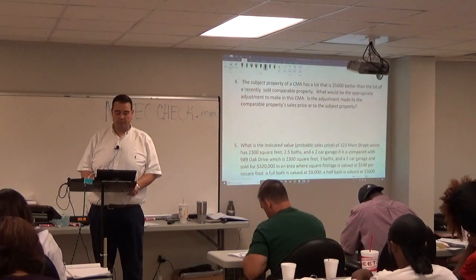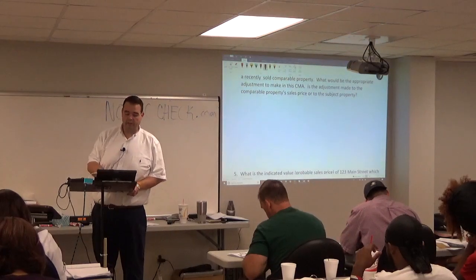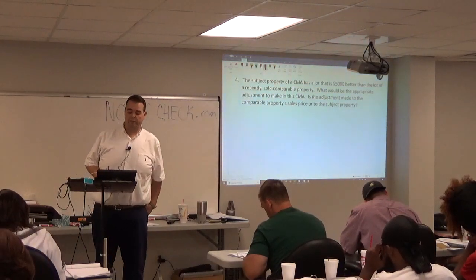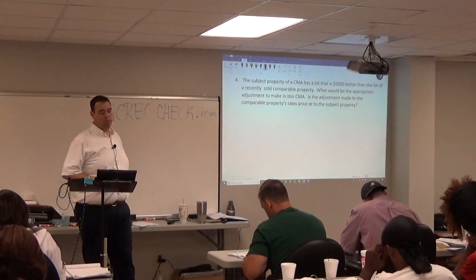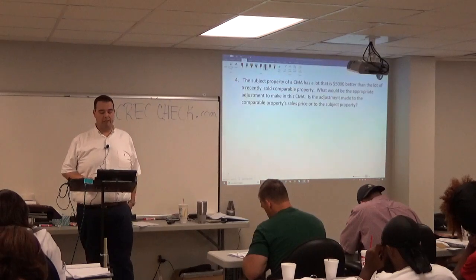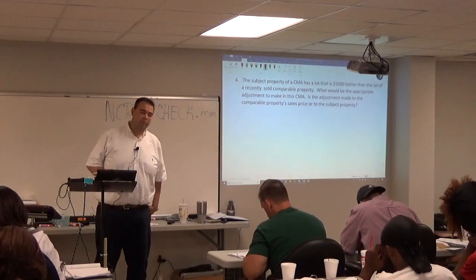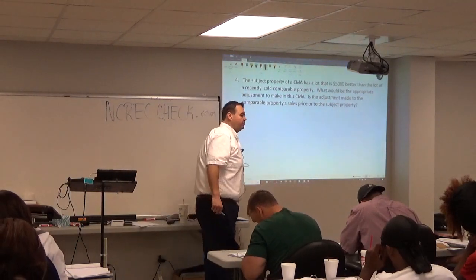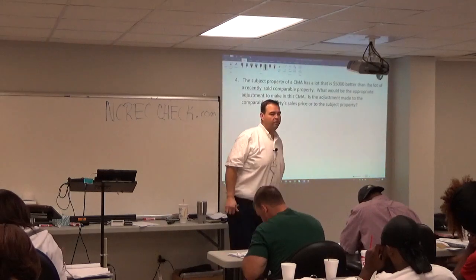All right, look at number 4. Number 4 says the subject property of a CMA has a lot that is $5,000 better than the lot of a recently sold comparable property. What would be the appropriate adjustment to make in this CMA? Is the adjustment made to the comparable property sales price or to the subject property? Well, we can answer that last question first. What's the adjustment going to be made to? The comp. We always adjust the comp.